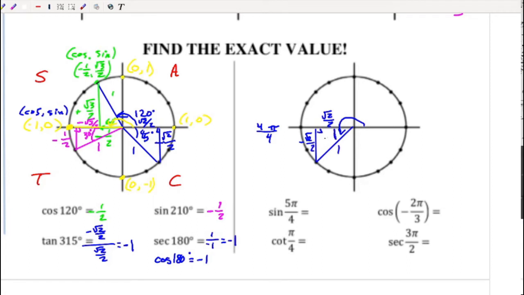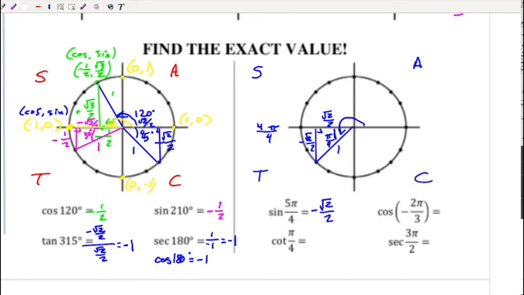Here's my reference angle of pi over 4. And in that case, it's going to be, again, sine is opposite over hypotenuse, or negative root 2 over 2 over 1. So this is just negative root 2 over 2, which makes sense, again, with the negative. If you think ASTC, only tangent is positive in this quadrant, so sine must be negative.